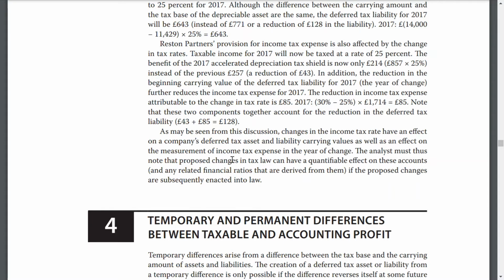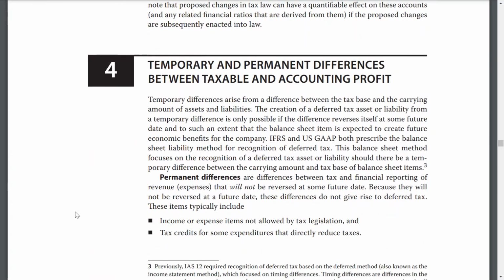Temporary and permanent differences between taxable and accounting profit. Temporary differences arise from a difference between the tax base and the carrying amount of assets and liabilities. The creation of a deferred tax asset or liability from a temporary difference is only possible if the difference reverses itself at some future date, and to such an extent that the balance sheet item is expected to create a future economic benefit for the company.